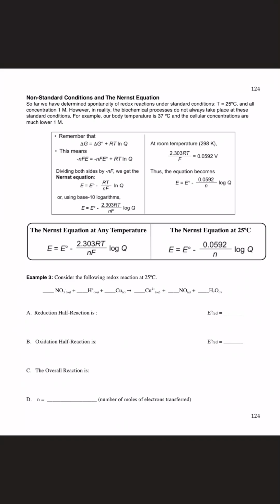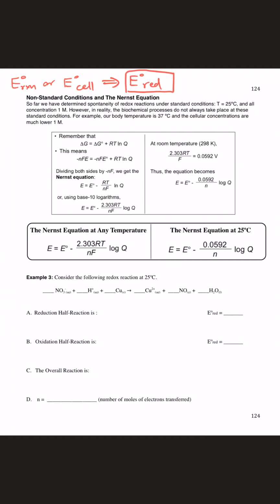Next, we are going to take a look at the non-standard conditions for the redox reaction. In the previous chapter section, we already learned how to calculate the standard reaction potential, or the standard cell potential, right? From using the difference of the standard reduction potential of the cathode minus the anode, which is a known value that would be provided on a list.